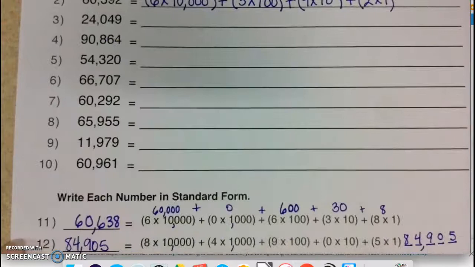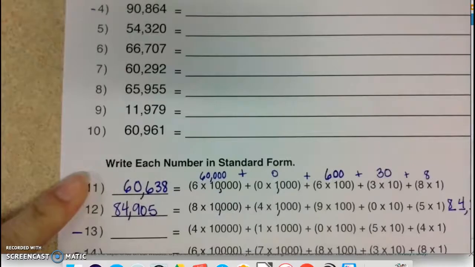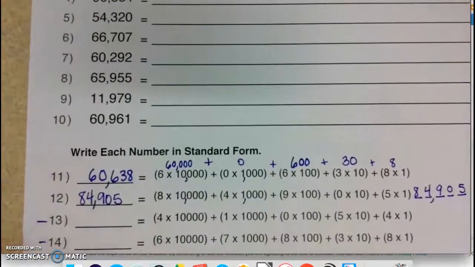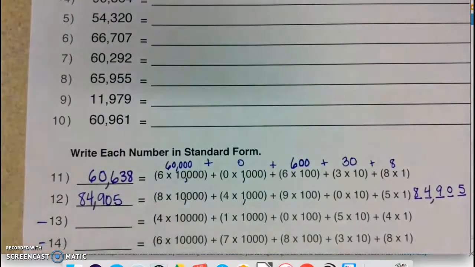All right, I want you to do number 3 and 4 on your own, and then we're going to check them. And number 13 and 14 on your own, and then we're going to check them, okay? So you're going to do 4 problems on your own. You're going to do 3, 4, 13, and 14. And then we'll check them, okay? Do numbers 3 and 4, 2 at the top and 2 at the bottom on your own, and then we're going to check over them. Okay? You can pause the video while you work.